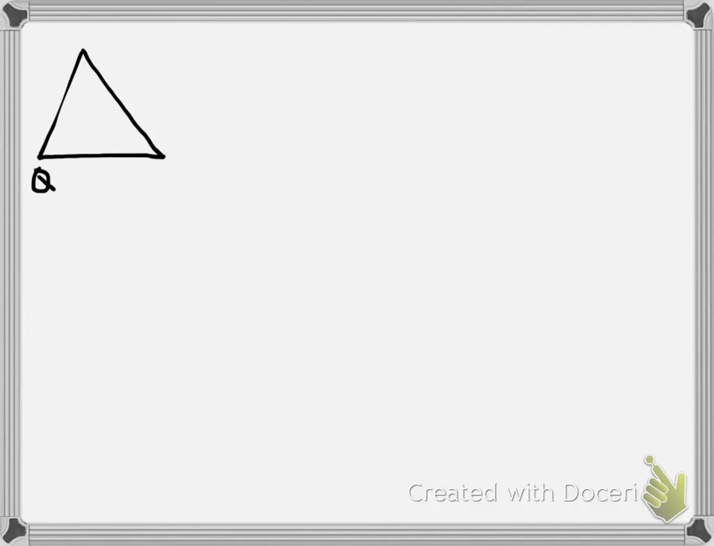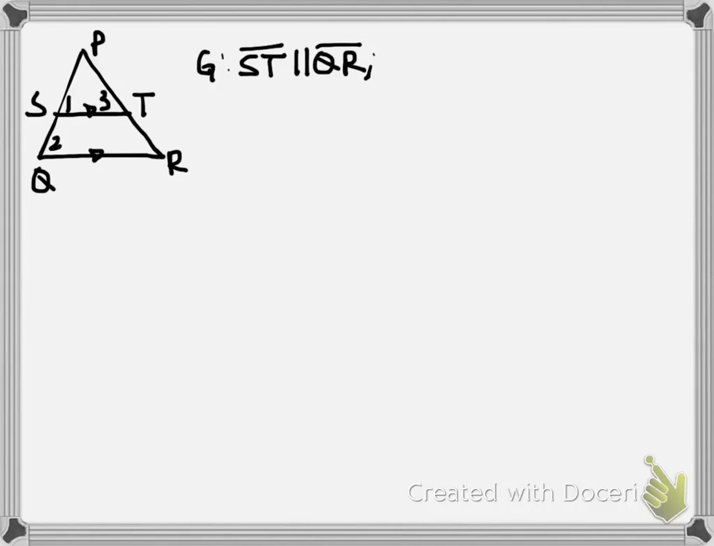And again, we have to trust what we're told, not what it looks like. So our given is that we have segment ST is parallel to segment QR. We're also given that angle 1 is congruent to angle 3, and we want to prove that angle 2 is congruent to angle 3.